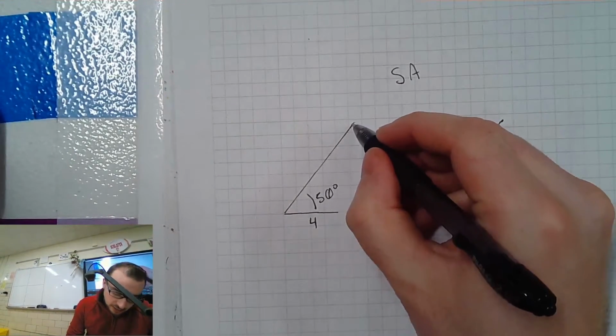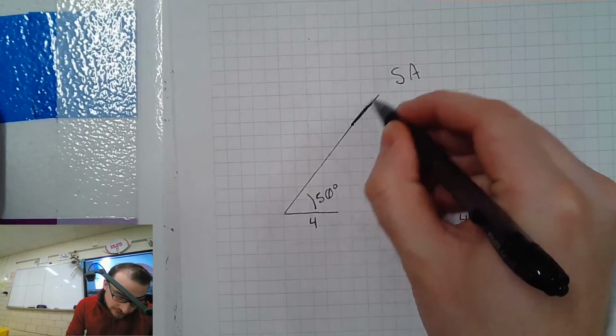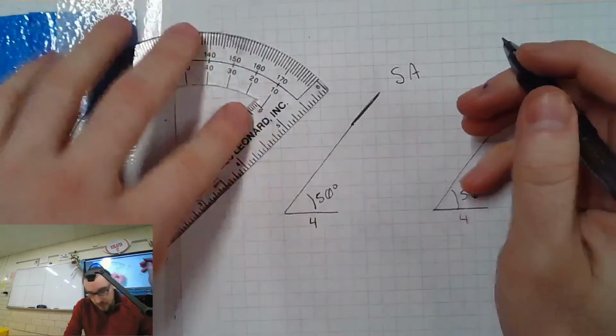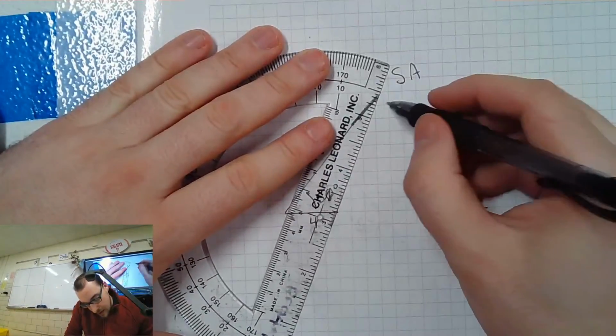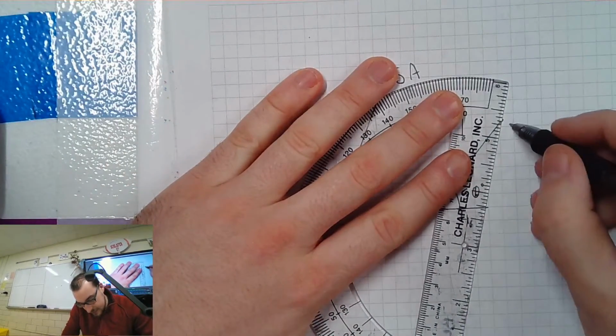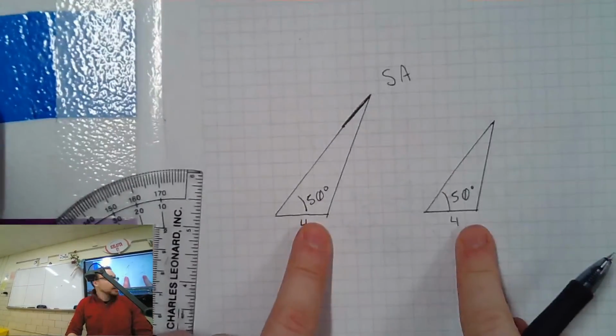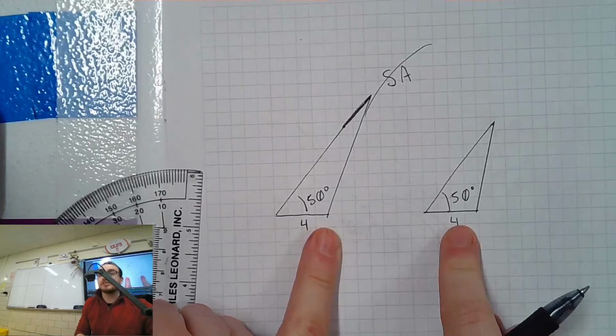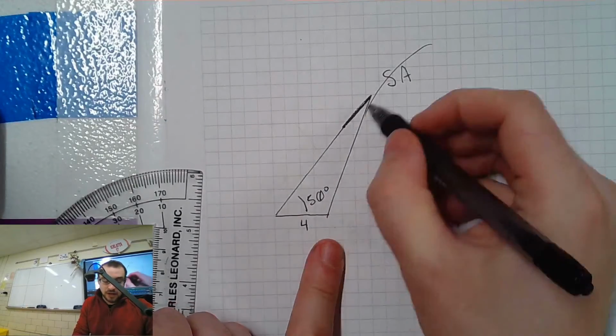What if I make this side longer? Which is totally allowed, right? Because I only have to have one side that's the same to start out with. I could make a triangle that looks like this, whereas this guy looks like that. Are they the same triangle? No. So side angle isn't enough to prove that these two are the same, right? I can make a triangle that's different.